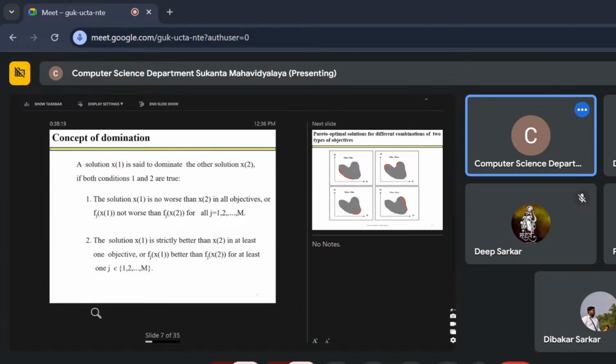Okay. Coming to condition number 2 then. Out of these m many objectives, no worse than is definitely necessary. But in addition, condition number 2 suggests that at least one objective must be strictly dominating or strictly better.